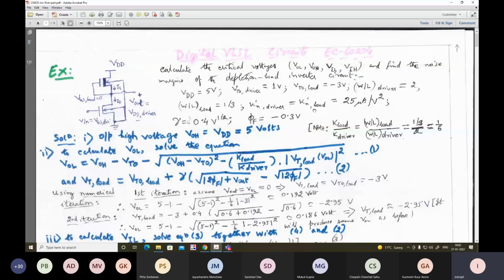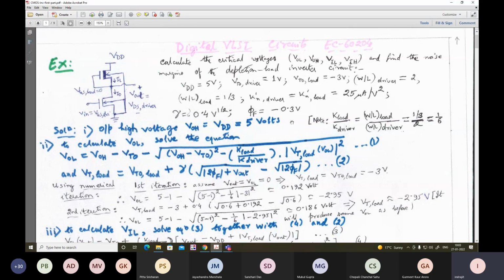The process transconductance, that means the product of mobility and gate oxide capacitance per unit area, is 25 microampere per volt square. Gamma, the substrate bias coefficient, is 0.4 V to the power 1/2, and the electrostatic Fermi potential of the p-type substrate is minus 0.3 volt.